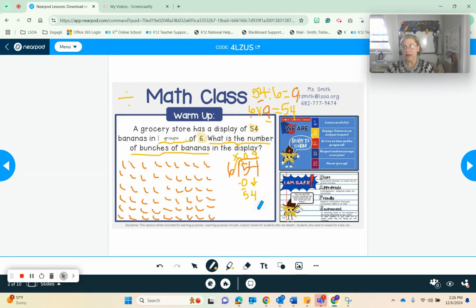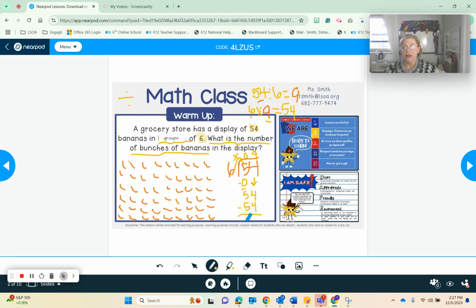Whatever came the closest without going over. That's the goal. What comes closest without going over? But it actually comes exactly there without going over. So 6 times 9 equals 54, and then you just put your 54 right here and subtract it out.